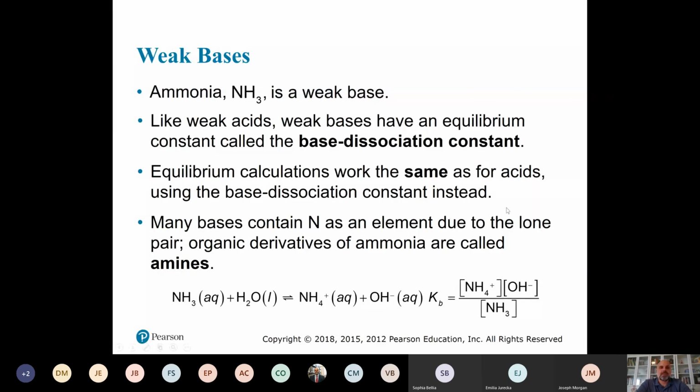All right. So let's talk a little bit about weak bases. We have about 10 minutes or so, we can cover some weak bases. And when we're talking about weak bases, ammonia is probably one of the more common weak bases that we encounter in our daily lives, as a cleaning agent, but it's also used a lot in chemistry.